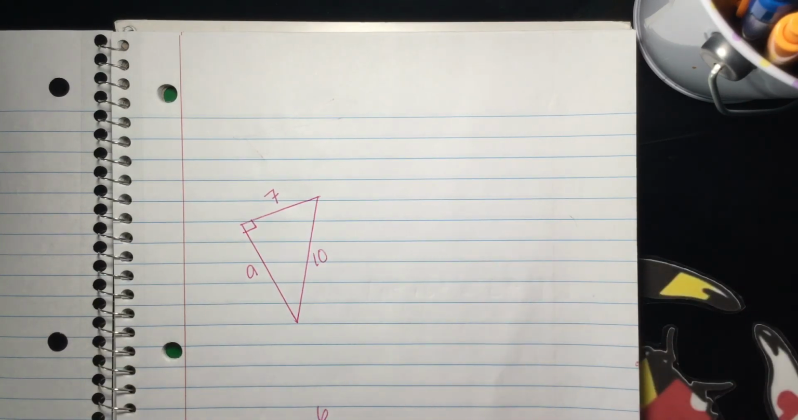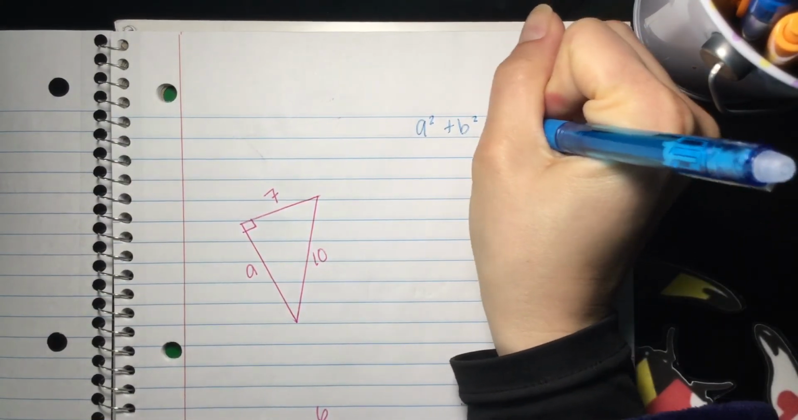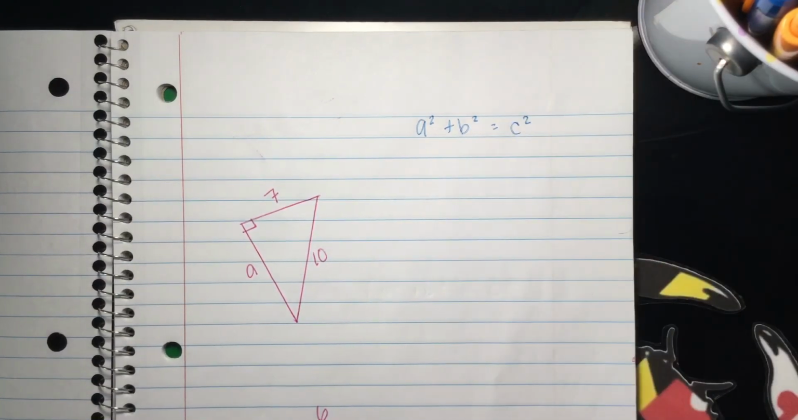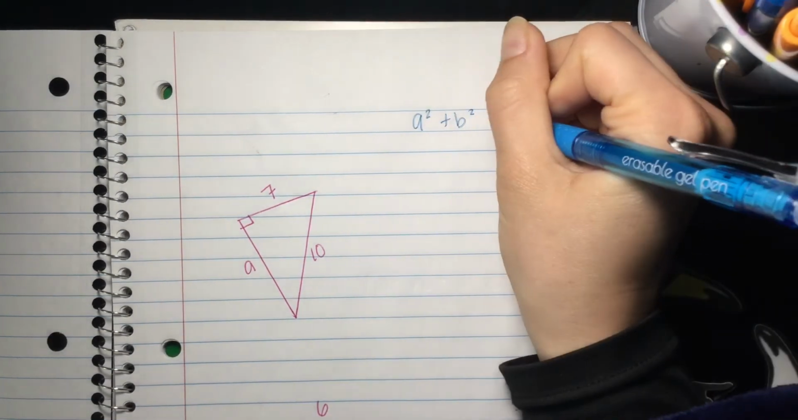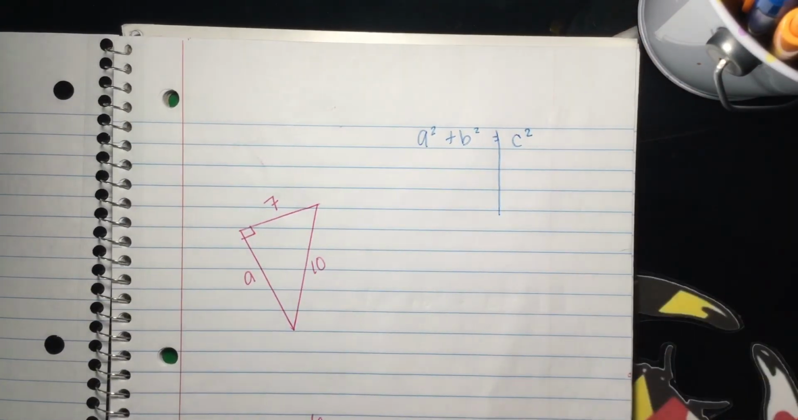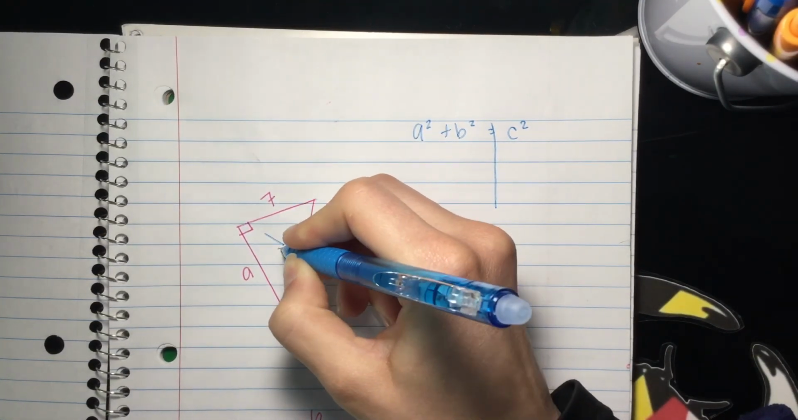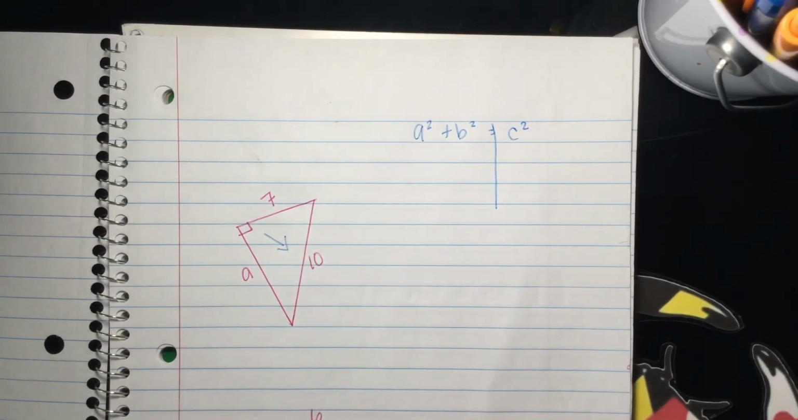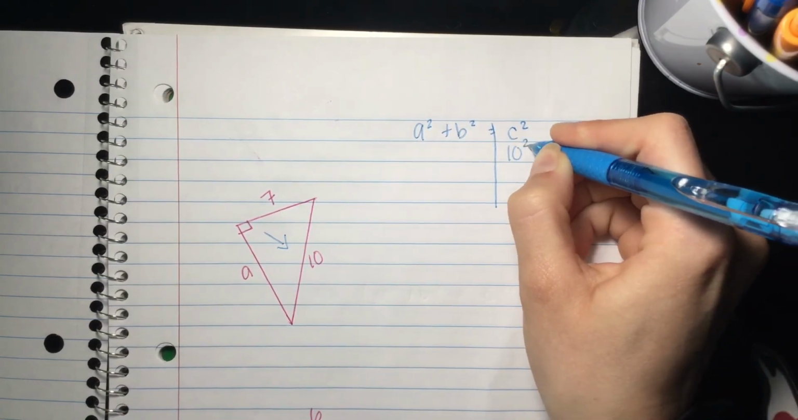I'm going to write out the equation first with a squared plus b squared equals c squared, right? That's our Pythagorean theorem. And we're going to start filling it in. So let's start with what c squared is. Remember, c squared is opposite from the 90-degree angle. So that is going to be 10 squared.